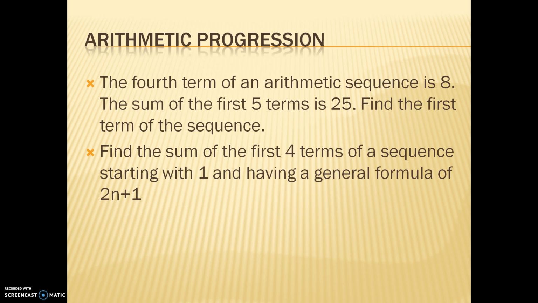Okay, so moving on to our next topic, arithmetic progression. We're going to go over two problems in this. The first question is, the fourth term of an arithmetic sequence is 8. The sum of the first 5 terms is 25. Find the first term of the sequence. This question does not require too much of the calculator. It just requires making simultaneous equations and solving them, but we'll just go ahead and do that.